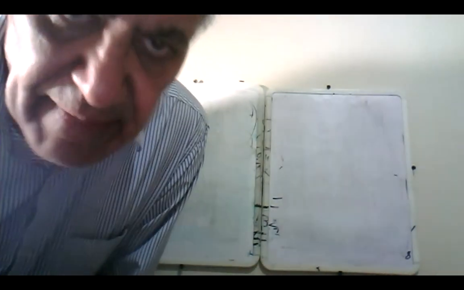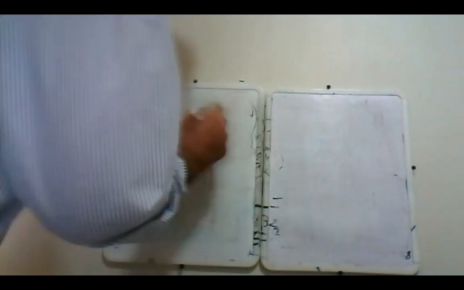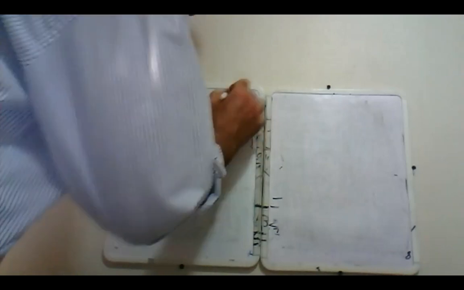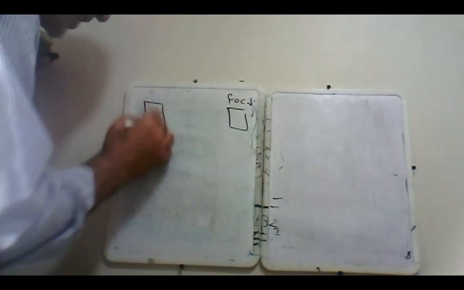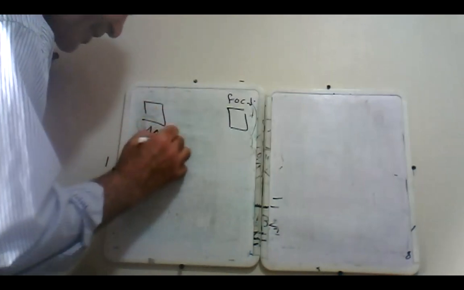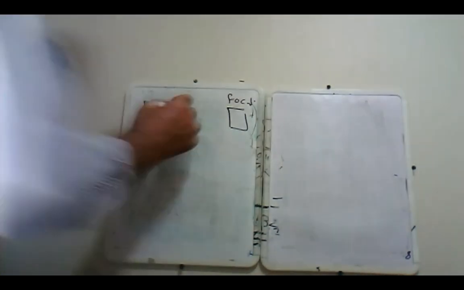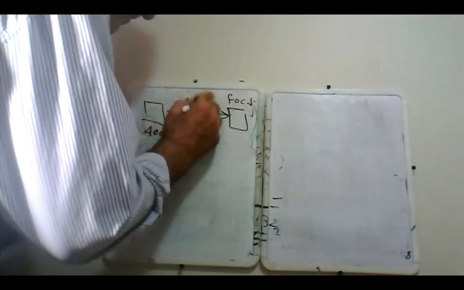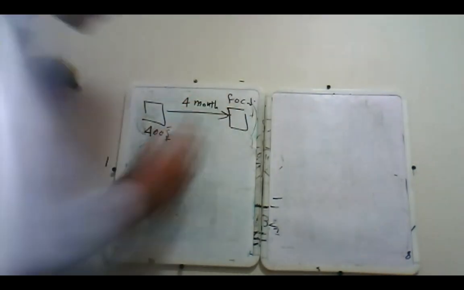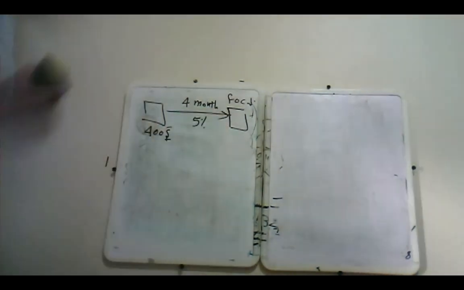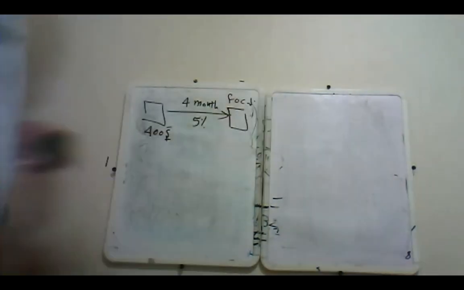The example says we have two amounts of money. $400 I have to pay. Now this is the focal date. This $400 I have to pay after 4 months, and the rate of interest is 5%. So this is the first part of the example.